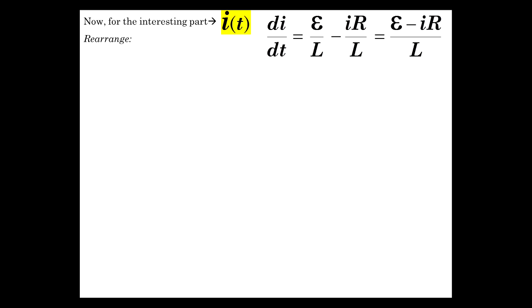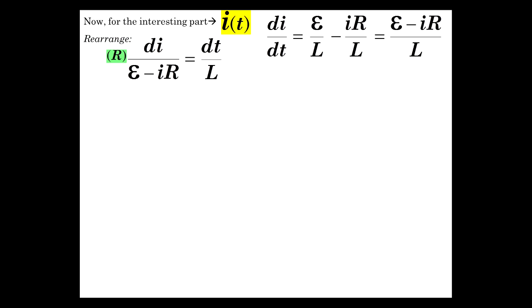And so let's do it. First of all, combine EMF minus IR over L. Now we'll rearrange. What do we have to rearrange? We've got to separate the variables. So let's go ahead and do that. So dI, divide by this side, bring the I over here. So dI over EMF minus IR is equal to dt over L.